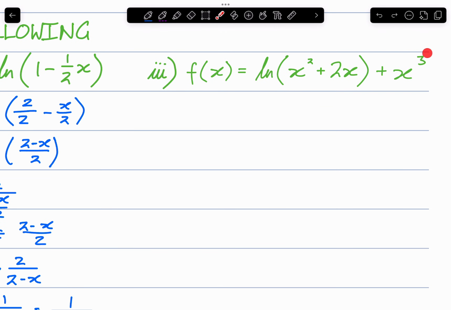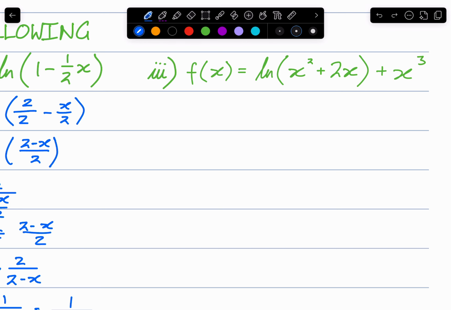Now, in this example, I'm showing you how this plus x cubed is not part of the ln. So because of that, we take the derivative of this as a separate thing. So here we go. For this one, I'm going to let u equal the inside here, x squared plus 2x. Its derivative is going to be 2x plus 2. I could factor that. Let's actually factor that, yes: 2 outside of x plus 1.